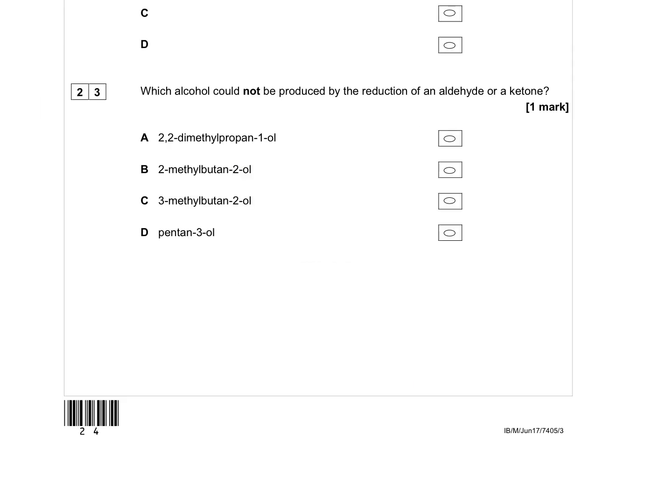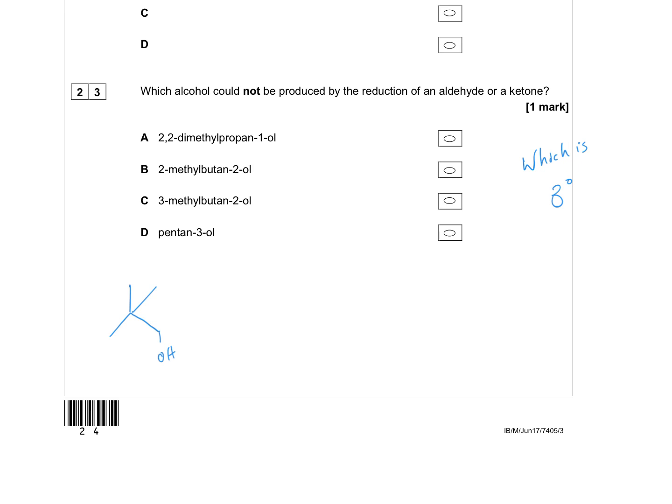So 23 is about alcohols. Which of these options couldn't be produced by the reduction of an aldehyde or ketone? So it's basically saying which one's tertiary. Again, it's a good idea at this point to just find a place on the page and sketch out the different things. If you can't see it straight away, sometimes a little skeletal sketch can help you see it.